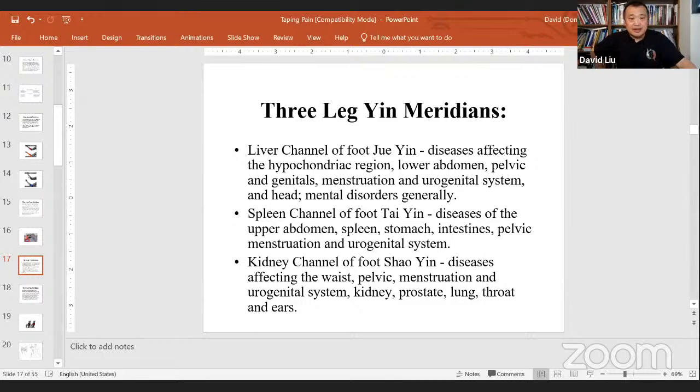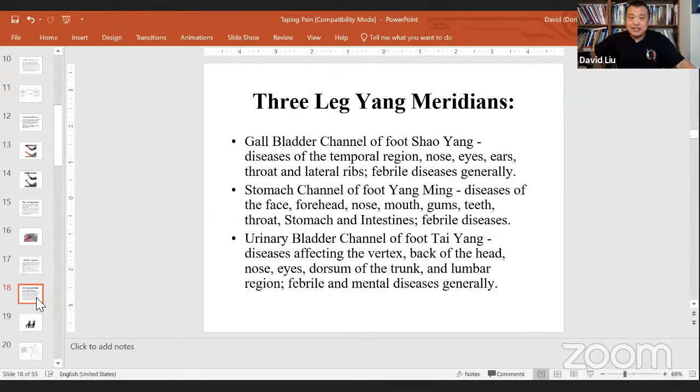For the liver meridian, when people have abdominal aching, pelvic or genital conditions, even menstruation pain, we use liver meridian taping. If people have upper abdominal aching, pelvic or menstruation pain, we can use the spleen meridian and the kidney. When they have throat or even ear pain, we can go to the spleen meridian.